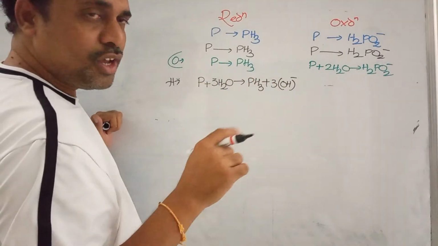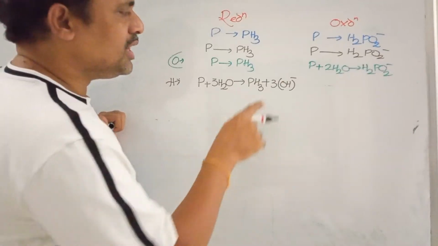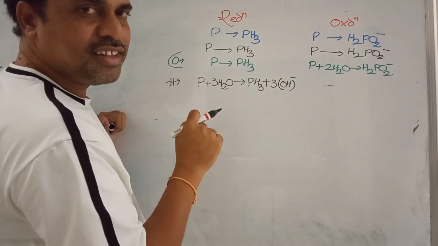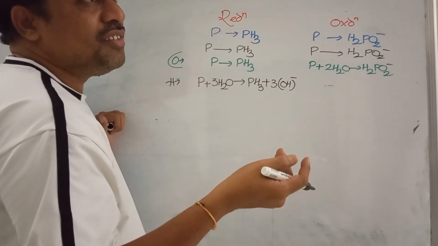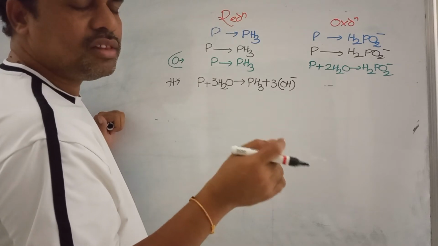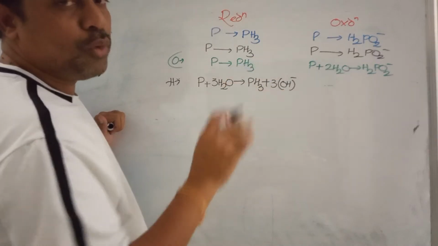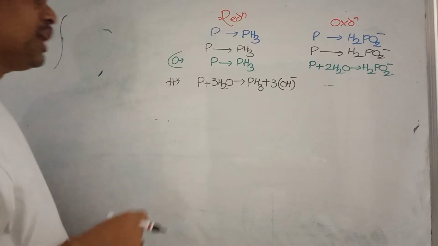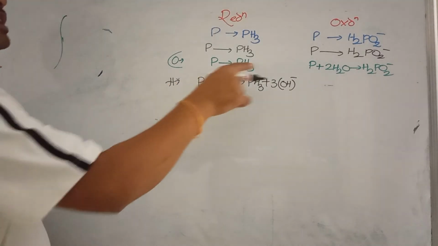Otherwise, after a few days, students will think this is 3 0 H minus. Then later they think H minus, how is it possible, it will become H plus. All nonsense will go. Simply keep OH in brackets. No question. Okay. 3 H2O, this side 3 OH minus.